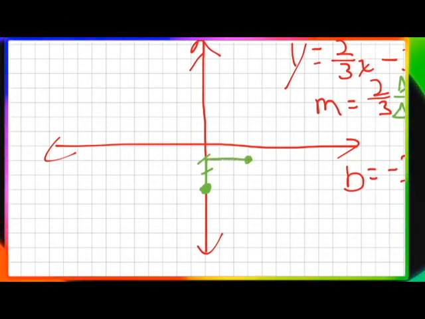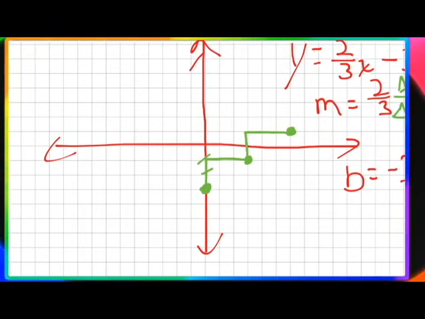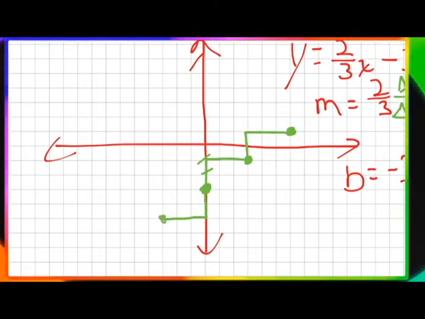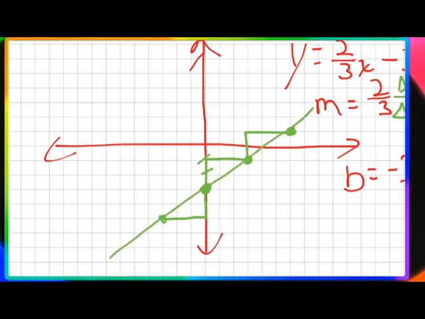Next point: go up 1, 2, and go a positive 1, 2, 3. Look at that. If you want to go negative, two negatives make a positive, right? So down 2 and to the left 3, and I'm still there. So now all I have to do is draw the line. Nice, and you now have a graph.